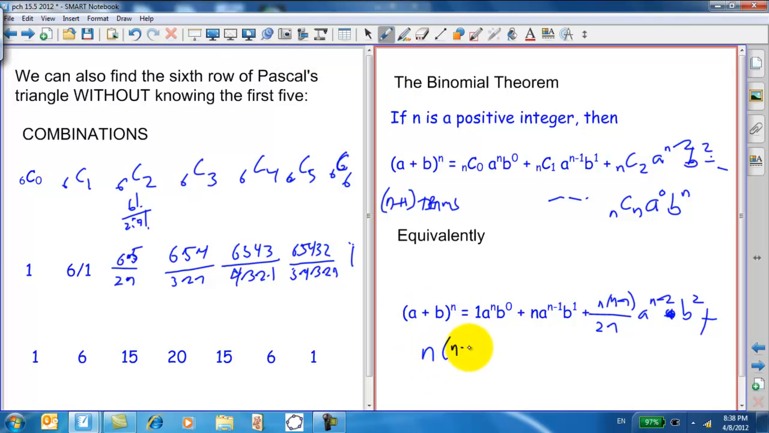n times (n - 1) times (n - 2) over 3 times 2 times 1, a^(n-3), b cubed, plus dot, dot, dot, all the way to that last term, a^0, b^n.